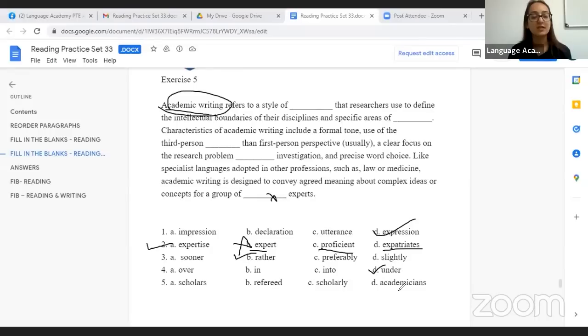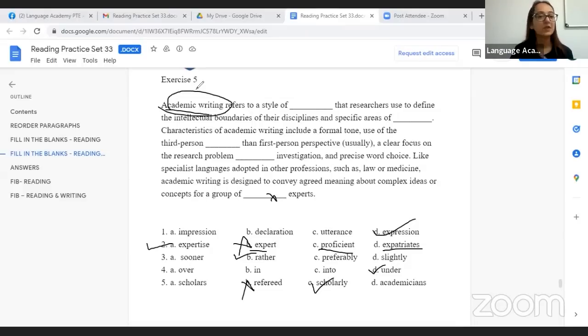Academicians experts, again academicians itself would be people, so we cannot have people together. So we need to define what kind of experts. Refereed is no definition of experts. Scholarly experts. Scholarly here won't be an adverb. Ly does not mean it's used as an adverb. Scholarly is defining here the type of experts. People who are scholars, those people are called scholarly experts. Right? So these are the answers.